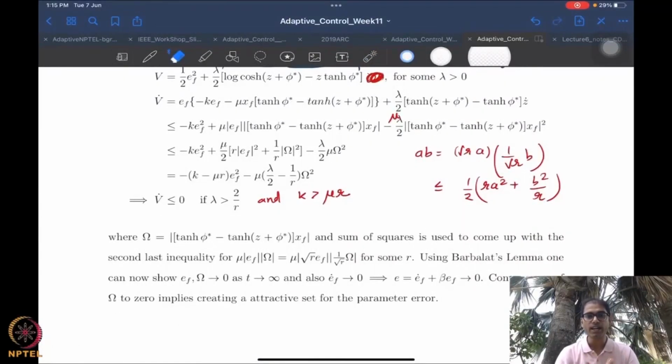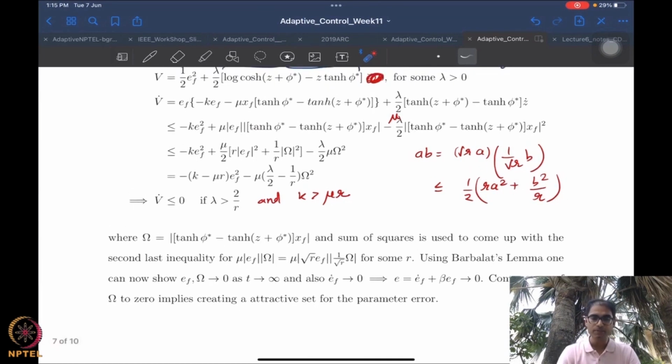So if you choose any small positive k, one can always say that there exists an r such that k minus mu r is positive. And if the r is small, then all you need to do is have a large lambda in the analysis. But again, it's just for the analysis, so it doesn't change anything for us. So we are more than happy. All right, excellent. So that is the purpose.